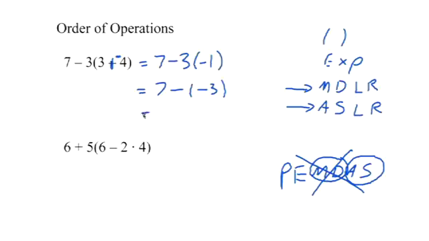And then finally, rewriting this as an addition problem, change the subtraction sign to an addition sign, change the sign of this number. So finally, 7 plus 3 is just 10.